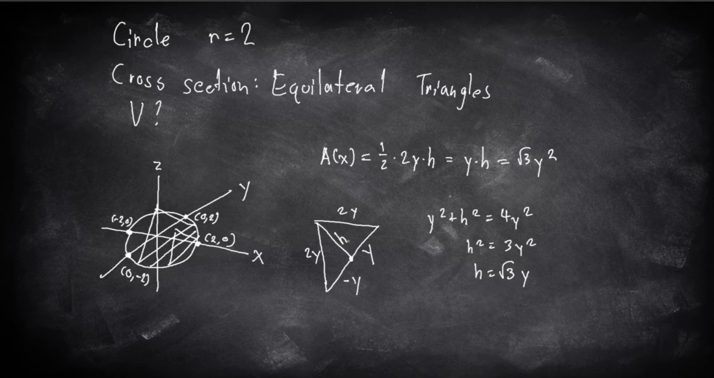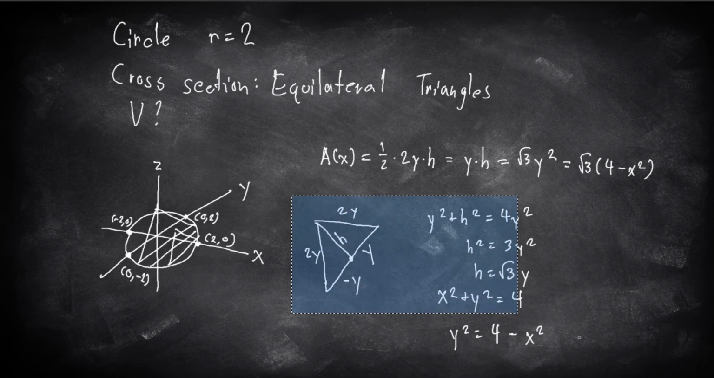Okay. Now remember this is a circle. The circle formula is x squared plus y squared equals radius squared. Our radius is 2, so 2 squared is 4. That means we can substitute y squared with 4 minus x squared. So this would be square root 3 times 4 minus x squared. Okay, now we have our area formula.